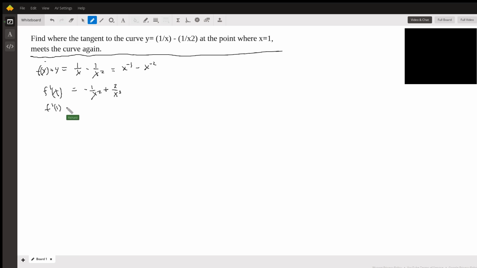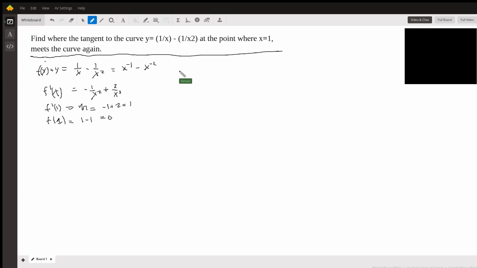that's going to be our slope of the tangent line. So I'll put an m there. That's going to be negative 1 plus 2, so that's going to be a positive 1. And f of 1, the original f of 1, is going to be 1 minus 1, which is going to be 0.